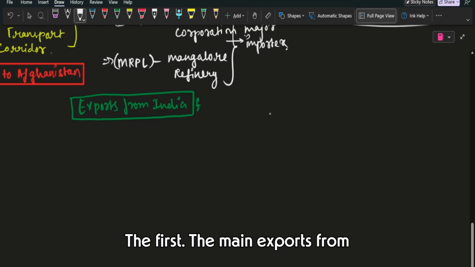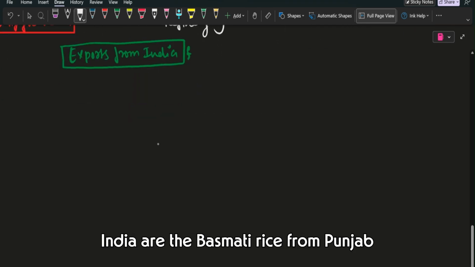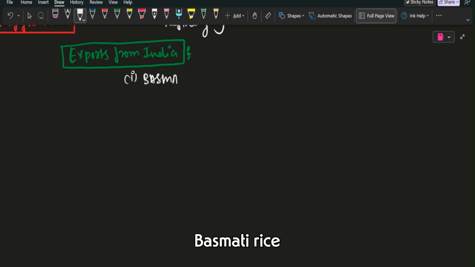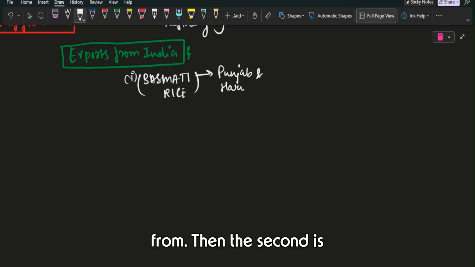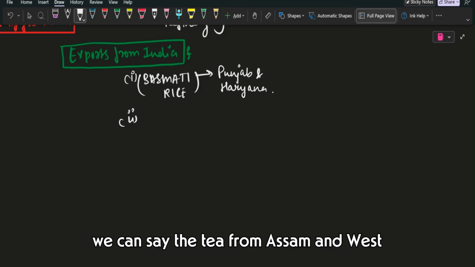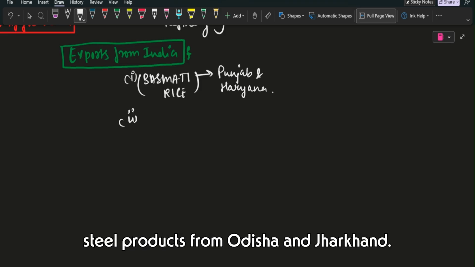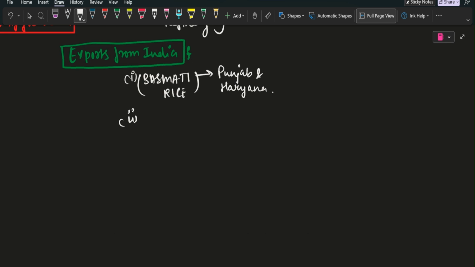The main exports from India are the basmati rice from Punjab and Haryana. Second, we can say the tea from Assam and West Bengal. Then the pharmaceuticals from Gujarat and Maharashtra, and then the steel products from Odisha and Jharkhand.